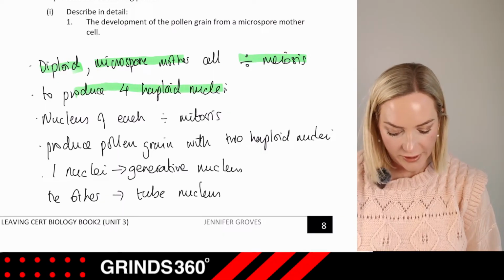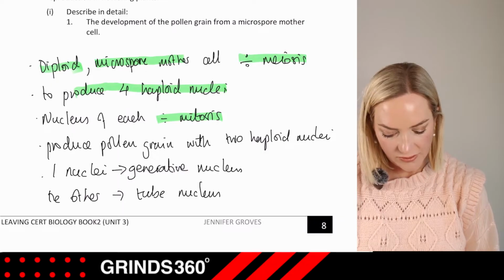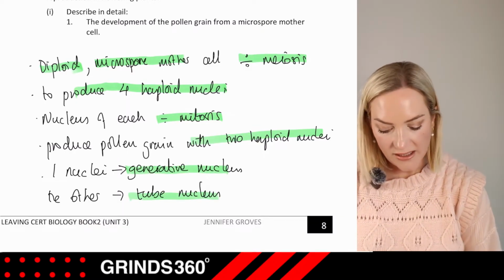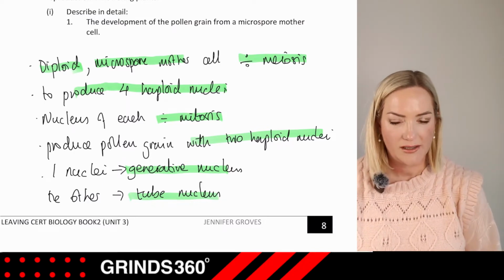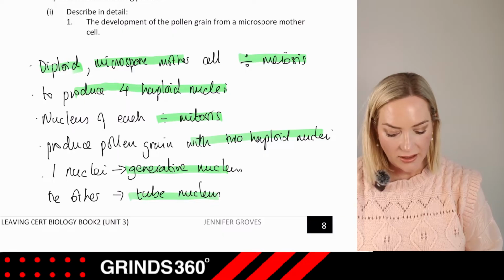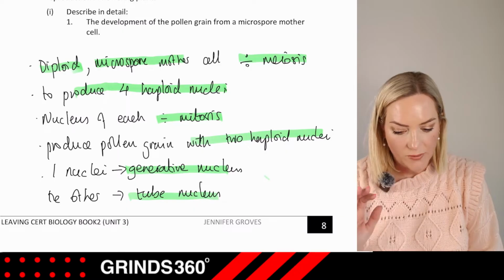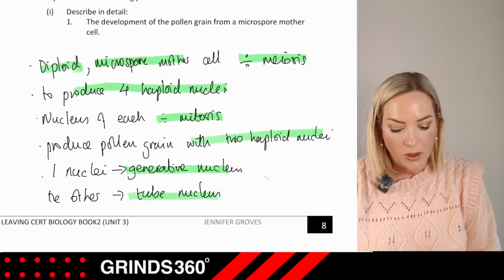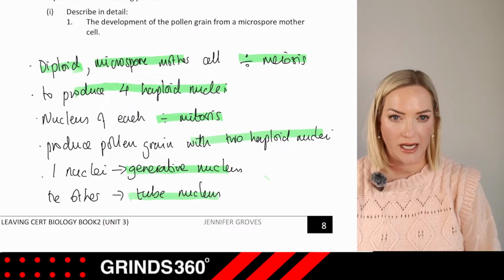To produce 4 haploid nuclei, the nucleus of each will divide by mitosis, producing a pollen grain now with 2 haploid nuclei. 1 will become the generative nucleus, 1 will become the tube nucleus. So there's 1, 2, 3, 4, 5, 6, 7, 8 points for a question that would be 9 marks. We'll talk about the role of the generative and the tube nucleus at fertilization, but at the moment we're just looking at the male gamete formation. So if they're asking about the development of the pollen grain, this would be the perfect answer for the development of the pollen grain of the male gamete.